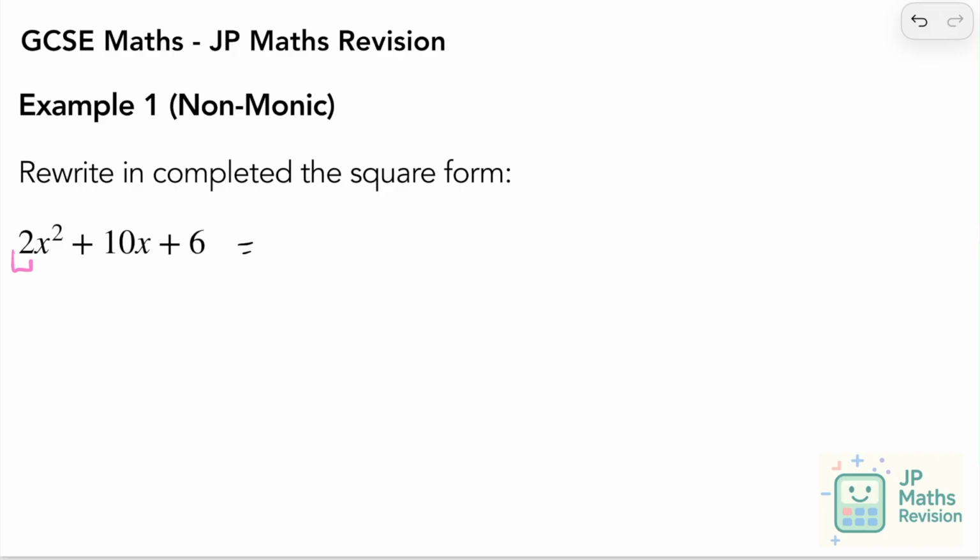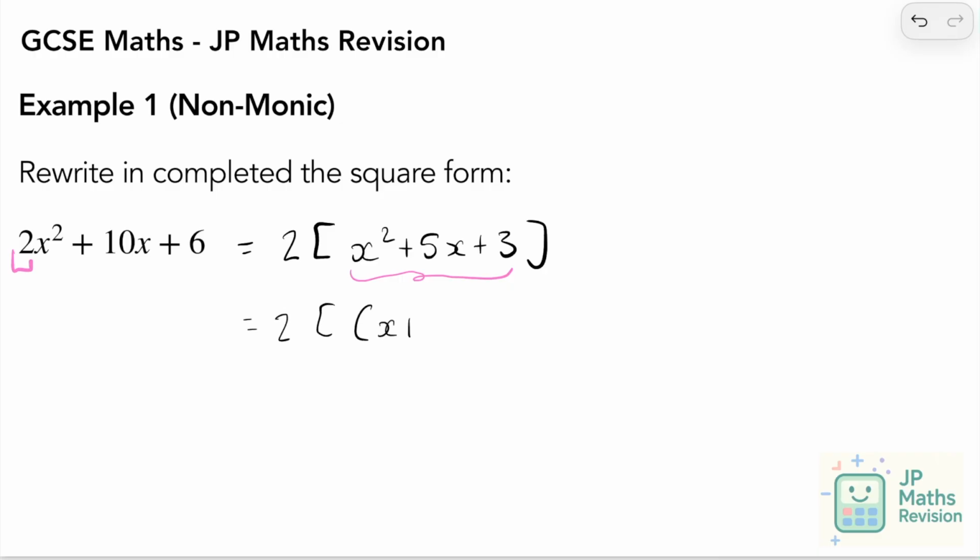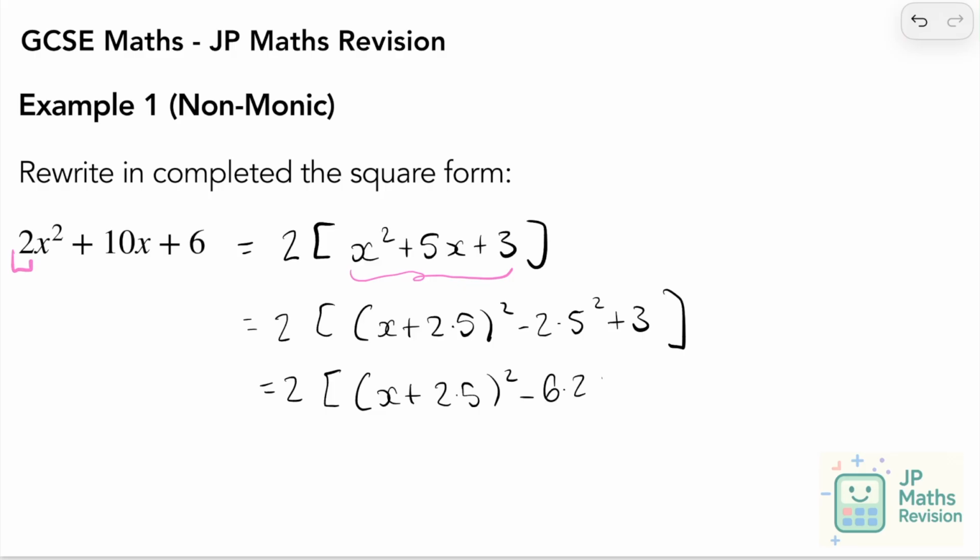So what we're going to do is write this expression as 2 bracket x squared plus 5x plus 3. So we need to divide everything by 2. Then all we do is complete the square of this as we have done before. So it's going to be 2 bracket x plus 2.5 squared minus 2.5 squared plus 3. And then if we continue that, it's going to be x plus 2.5 squared minus 6.25 plus 3. So it's going to be 2 bracket x plus 2.5 squared minus 3.25.